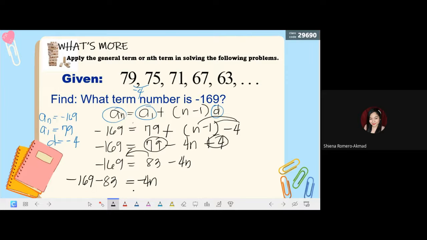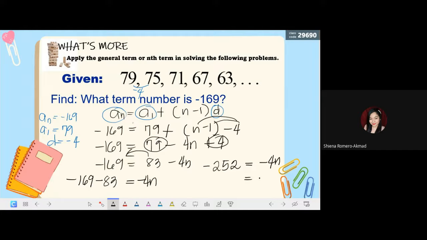Or negative minus 83. Yes? Ano po? Denver. 86, ma'am. Negative po, 252. Negative 252, correct. Equals negative 4.